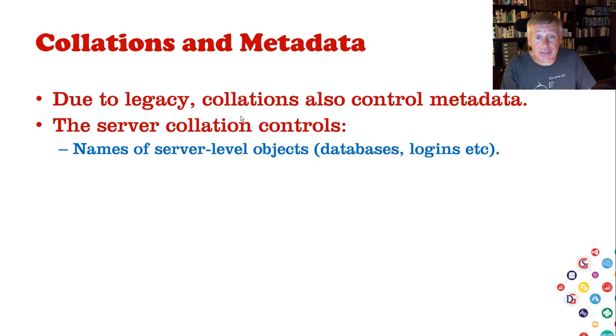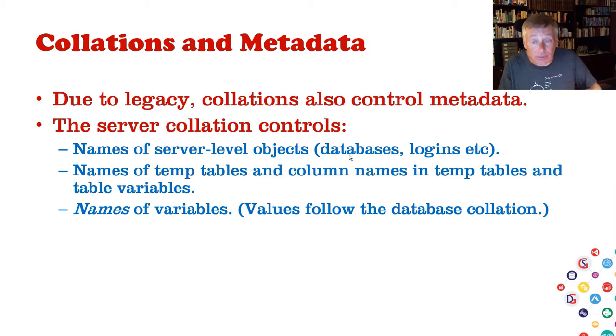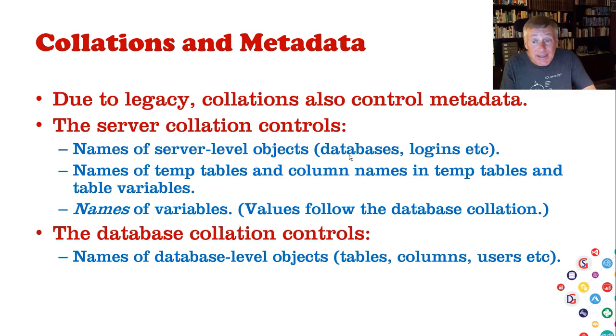The way it works today is that the server collation controls the names of server-level objects, databases, logins, etc. And also the names of temp tables and column names in temp tables and table variables, since they live in tempdb. And also the names of variables, whereas the values of the variables follow the database collation. Now the database collation controls the names of database-level objects: tables, columns, users, etc. With one exception, and that is server objects, not queues, but services, contracts, etc.